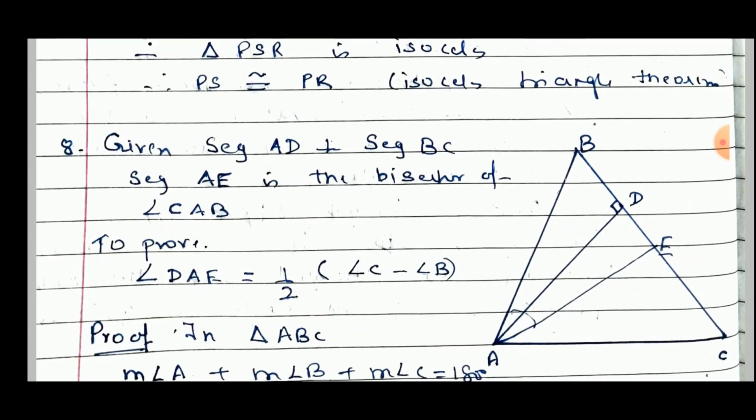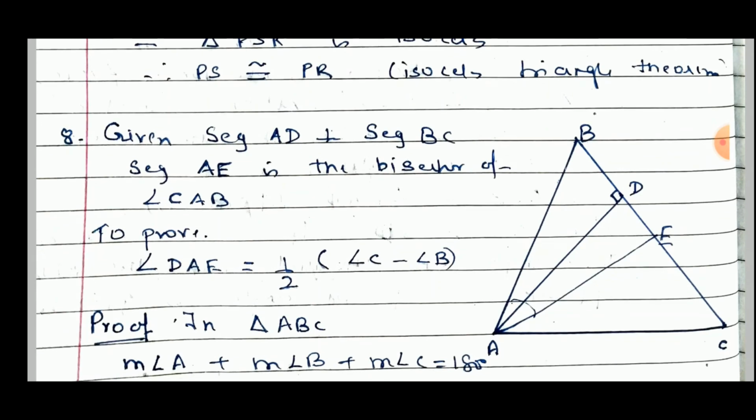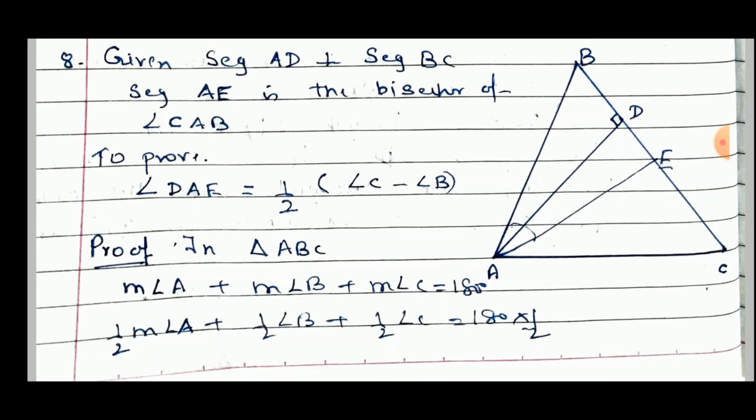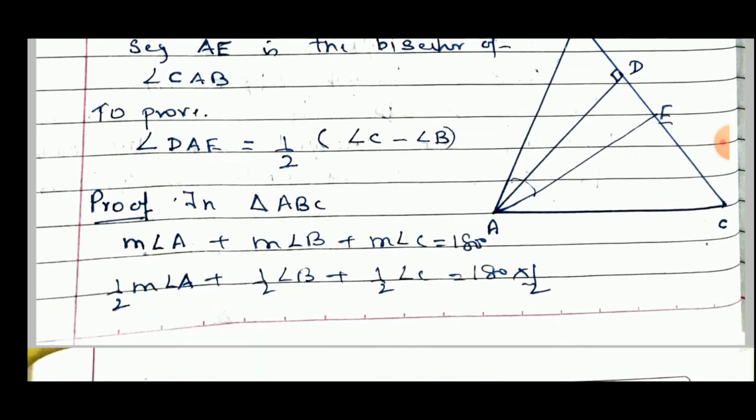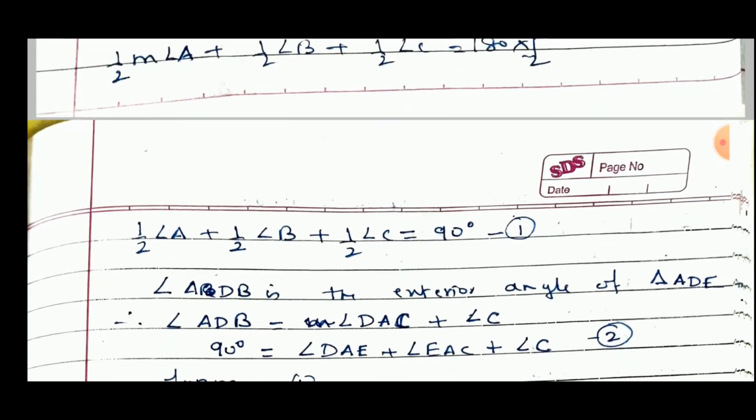Now the last one you see here. Given AD is perpendicular to BC. Ray AE is the bisector of angle CAB. Now you have to prove that angle DAE is equal to half of angle B minus angle C. In triangle ABC, the measure of angle A plus angle B plus angle C is 180. Half of angle A plus half of angle B plus half of angle C is 90 degrees. Angle ADB is the exterior angle of triangle ADC. So ADB is equal to angle DAC plus angle C.